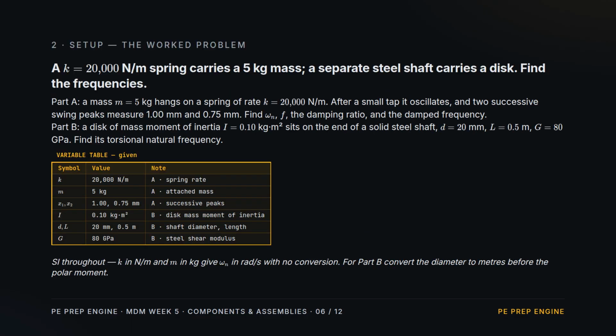Setup. Part A. A 5 kilogram mass on a 20,000 Newton per meter spring. After a tap, 2 successive peaks come in at 1 millimeter and 3/4 of a millimeter. We want the natural frequency, the cyclic frequency, the damping ratio, and the damped frequency. Part B. A disc on a solid steel shaft. Given the disc's inertia and the shaft's diameter, length, and shear modulus, find the torsional natural frequency. Everything's in SI, so the frequencies come out in radians per second directly.